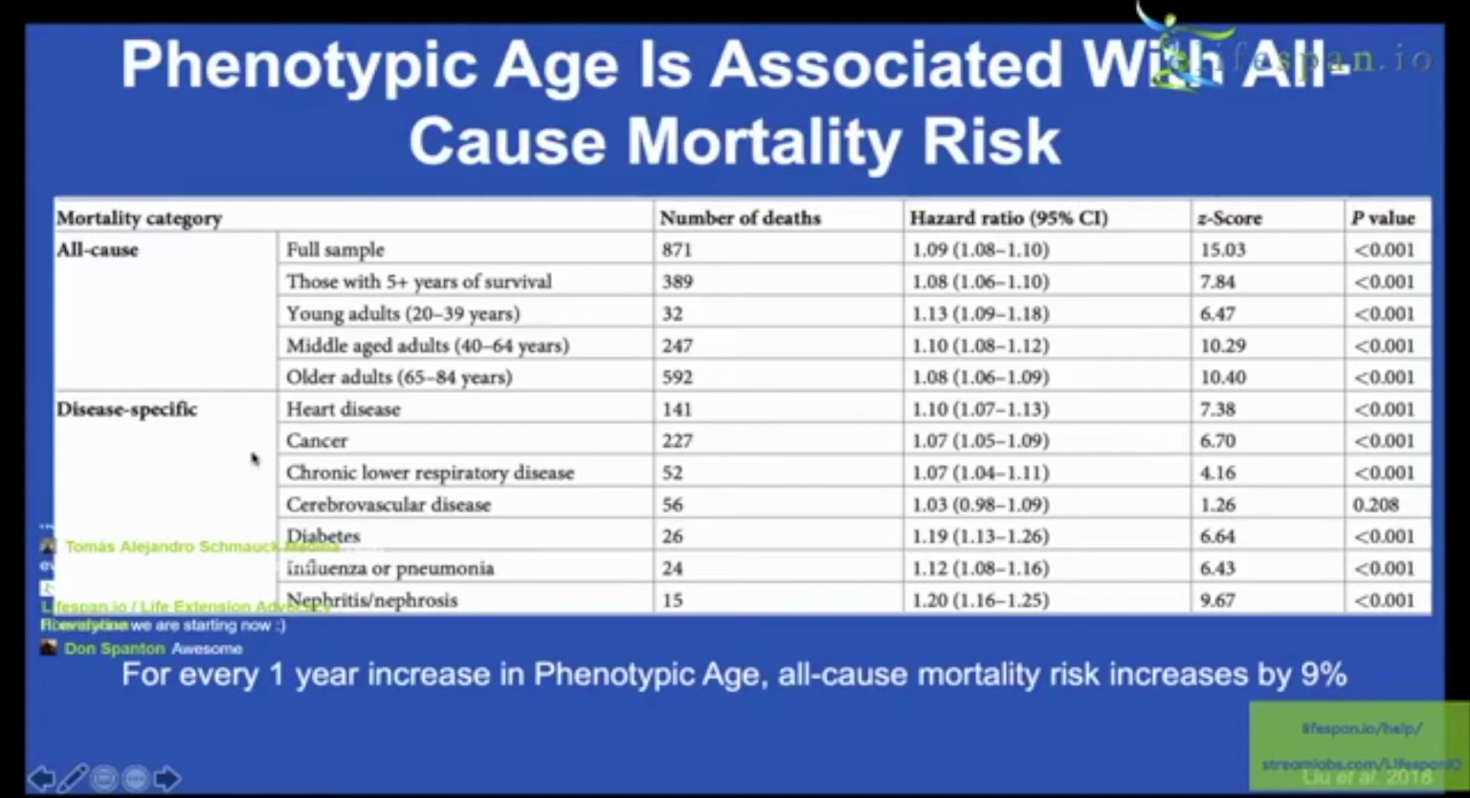Now, in terms of disease-specific deaths, almost all of them on the list here: heart disease, cancer, chronic lower respiratory disease, diabetes, influenza or pneumonia, which may have some relevance to COVID-related conditions, but that's pure speculation, and then nephritis. For every 1 year increase in phenotypic age, the risk of death from each of these outcomes increased, with the one exception of cerebrovascular disease. Phenotypic age was not associated with that in NHANES 4.